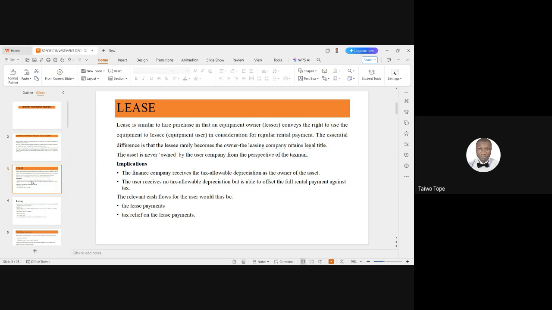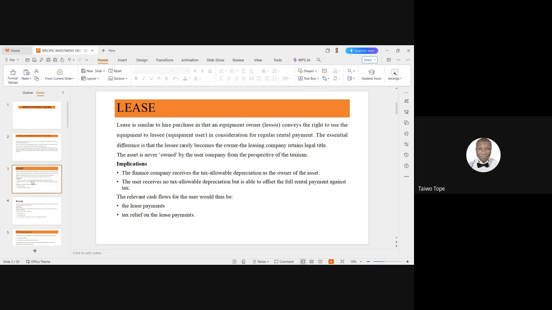For example, if the rental is 10,000 naira and the tax rate is 30%, then the tax relief will be what? 30% of 10,000 will be 3,000. So the tax relief will be 3,000, while the net cash outflow will be what? 7,000. So the relevant cash flows for the user will be what? The lease payment and the tax relief on the lease payments.